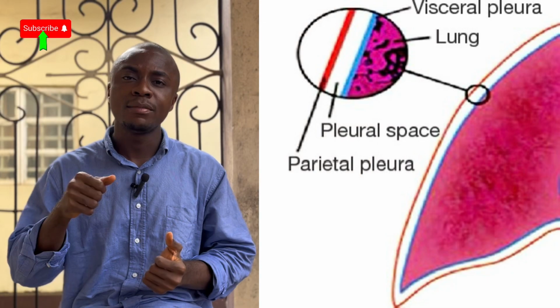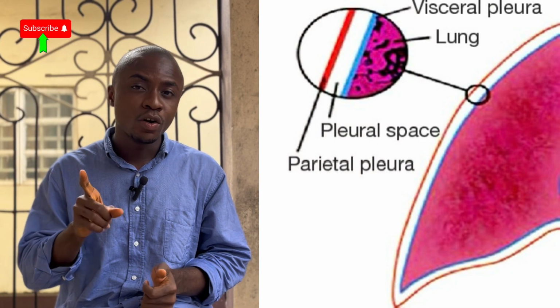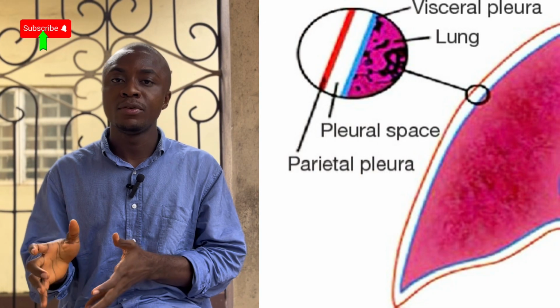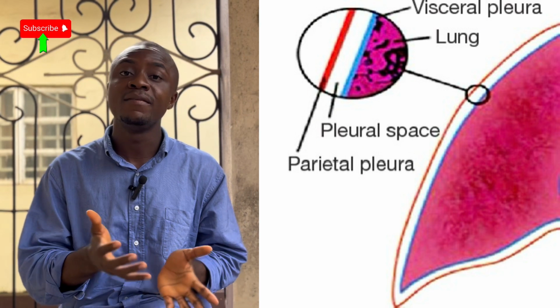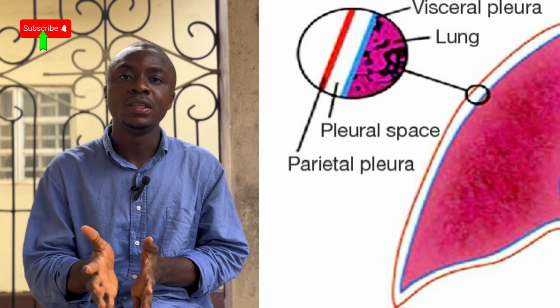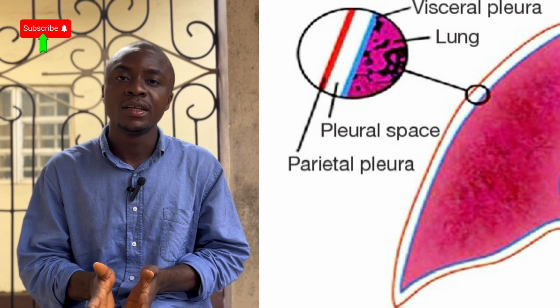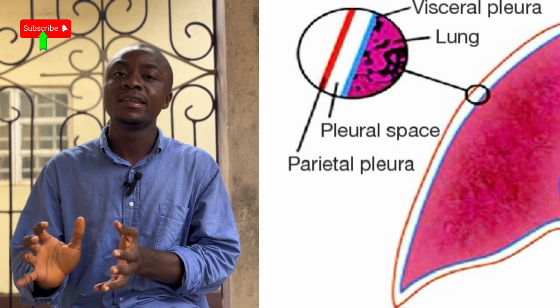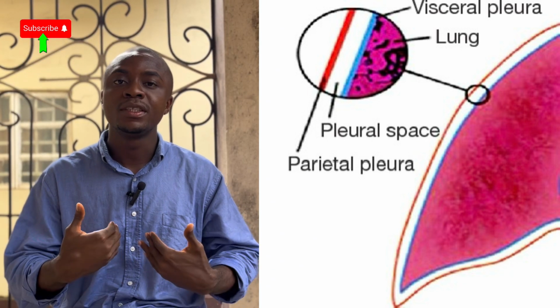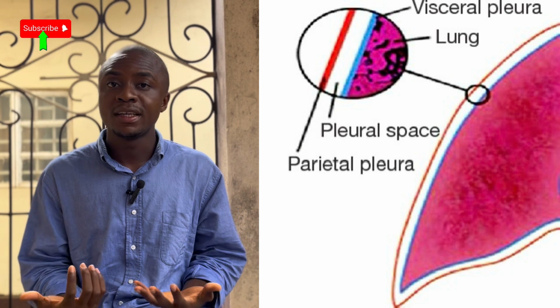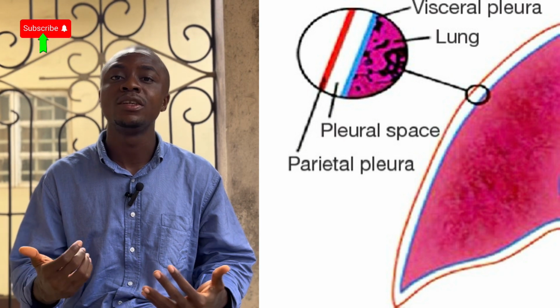Then for the potential pleural space, for each lung you have the potential pleural space between these two serous membranes, the parietal and the visceral. In between, you have a fluid that is produced by the cells that make up the membrane, known as the pleural fluid, within the potential pleural space. The pleural fluid, as I said initially, is a serous fluid.